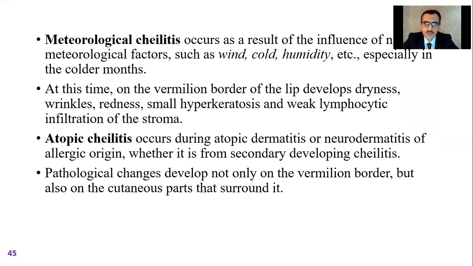Meteorological cheilitis occurs as a result of the influence of natural meteorological factors such as wind, cold, and humidity, especially in the colder months. At this time, on the vermilion border of the lip develops dryness, wrinkles, redness, small hyperkeratosis, and weak lymphocytic infiltration of the stroma. Atopic cheilitis occurs during atopic dermatitis or neurodermatitis of allergic origin, whether it is from secondary developing cheilitis. Pathological change develops not only on the vermilion border, but also on the cutaneous part that surrounds it.